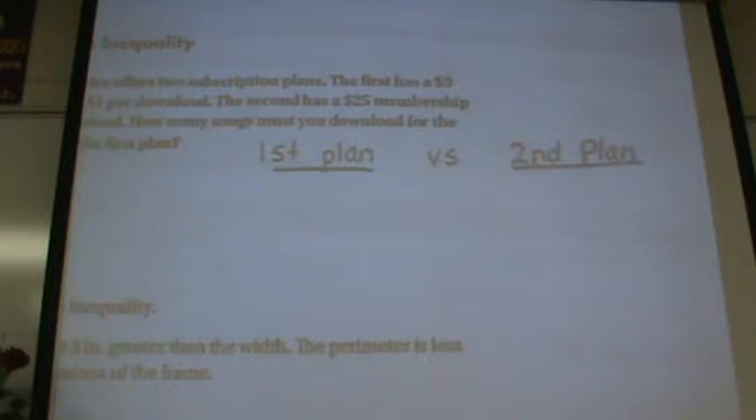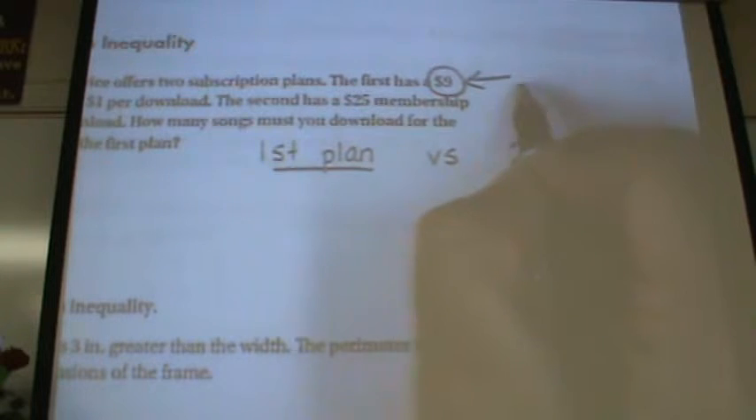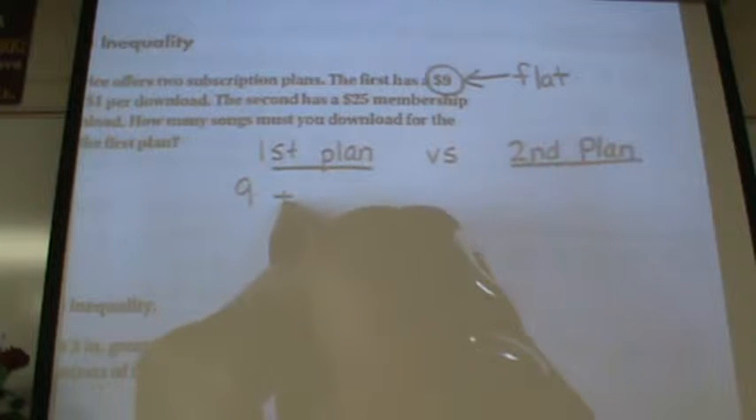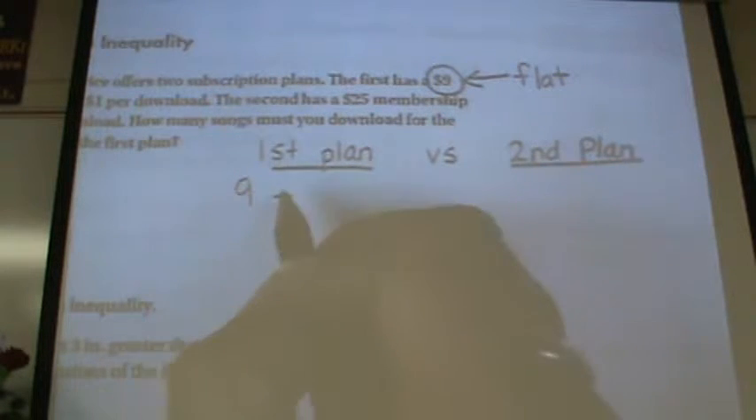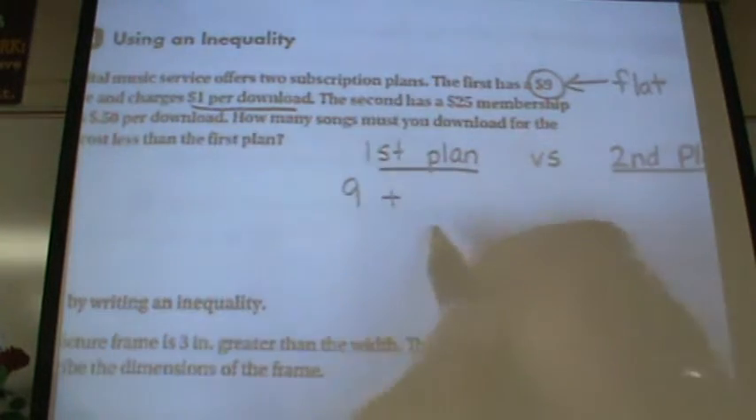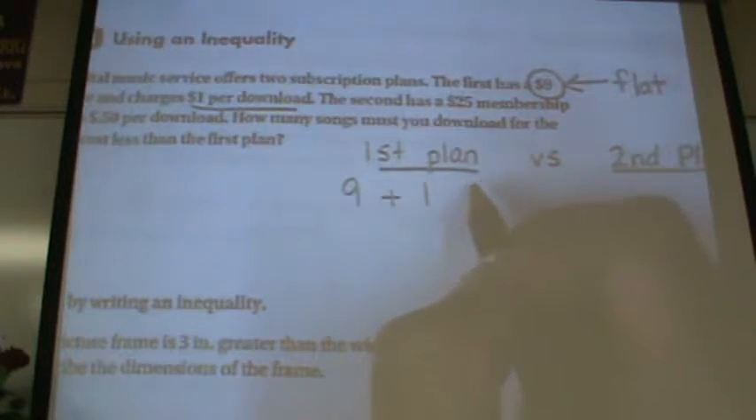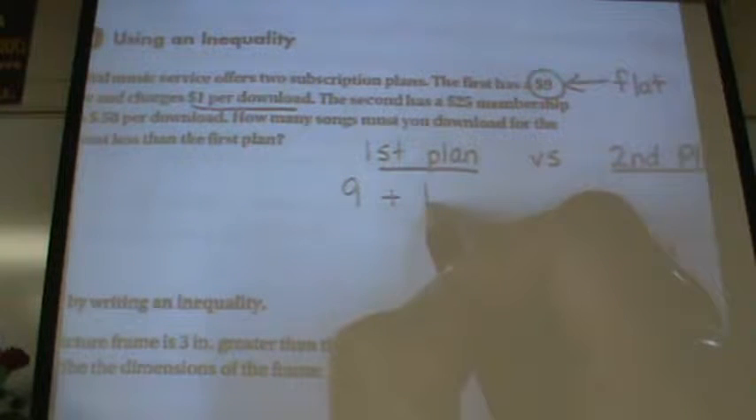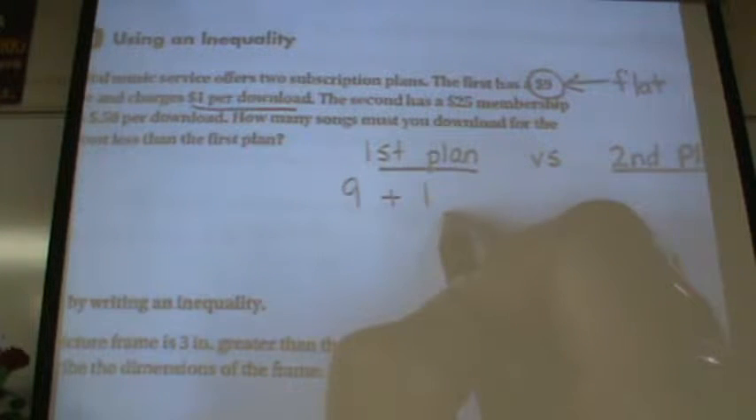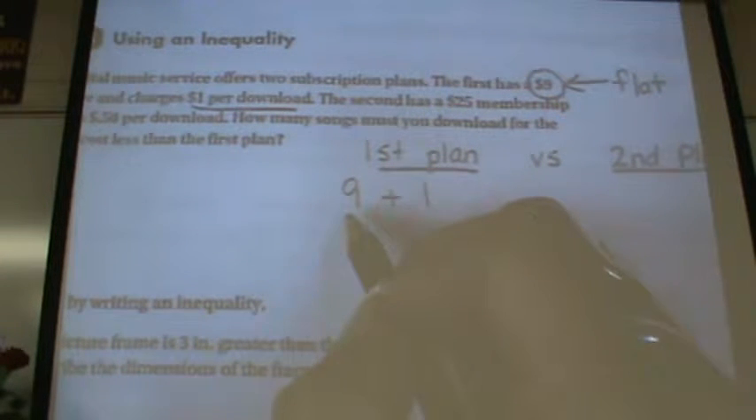The first plan, they charge a $9 flat fee. It's a one-time fee. And now every time you download a song, they charge $1 for every download. So if you had 1 download, it's 9 plus 1. If you have 2 downloads, it's 9 plus 2, and so forth.